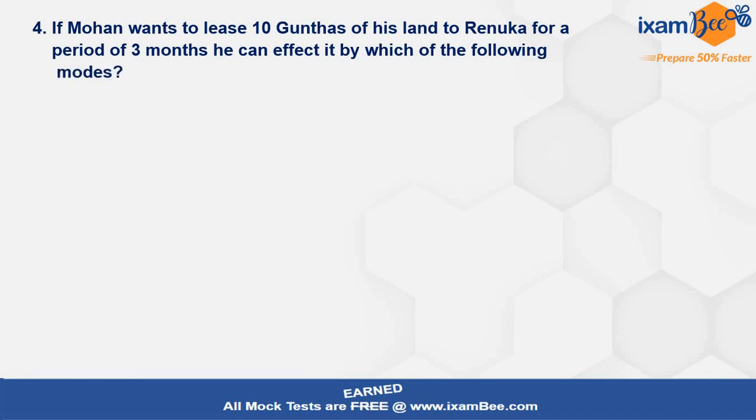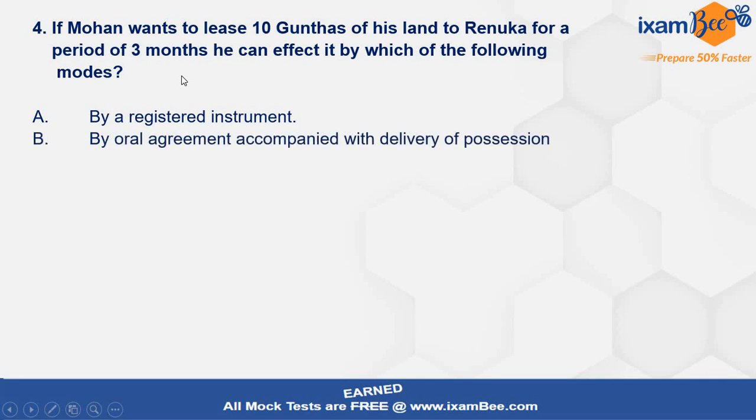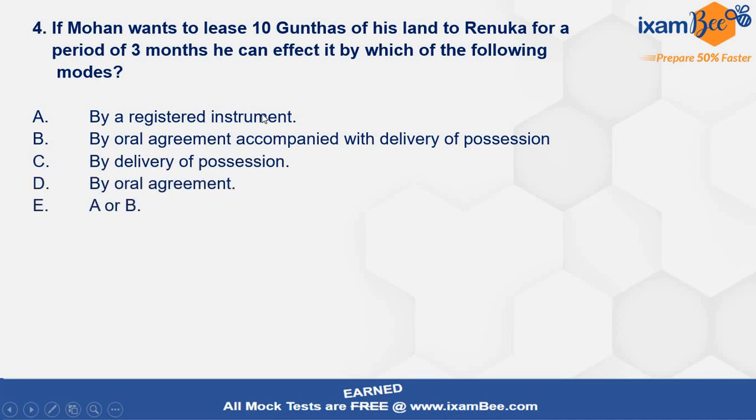Now this is another interesting question, but here you have to focus on the time period. Let us see the options quickly. By a registered instrument, by oral agreement accompanied with delivery of possession, by delivery of possession, by oral agreement, A or B. Now in this particular situation, what kind of mode do they have to choose? This is the question. Do they need a registered instrument? Focus on the time period. So the correct answer is E, that is A or B.